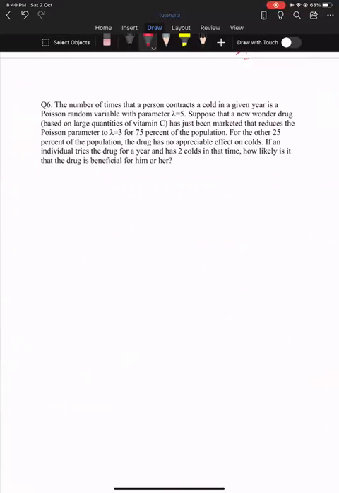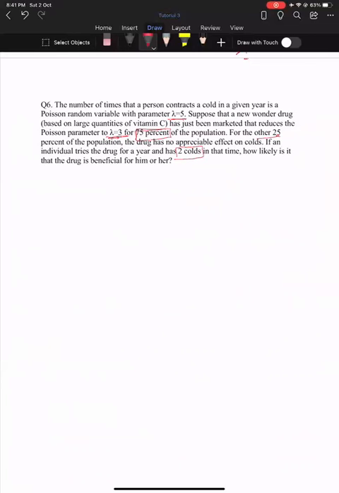The number of times that a person contracts a cold in a given year is a Poisson random variable with parameter lambda 5. Suppose that a new wonder drug based on larger quantities of vitamin C has just been marketed, which reduces the Poisson parameter to 3 for 75% of the population. For the other 25%, the drug has no appreciable effect on colds. If an individual tries the drug for a year and has 2 colds in that time, how likely is it that the drug is beneficial for him or her?